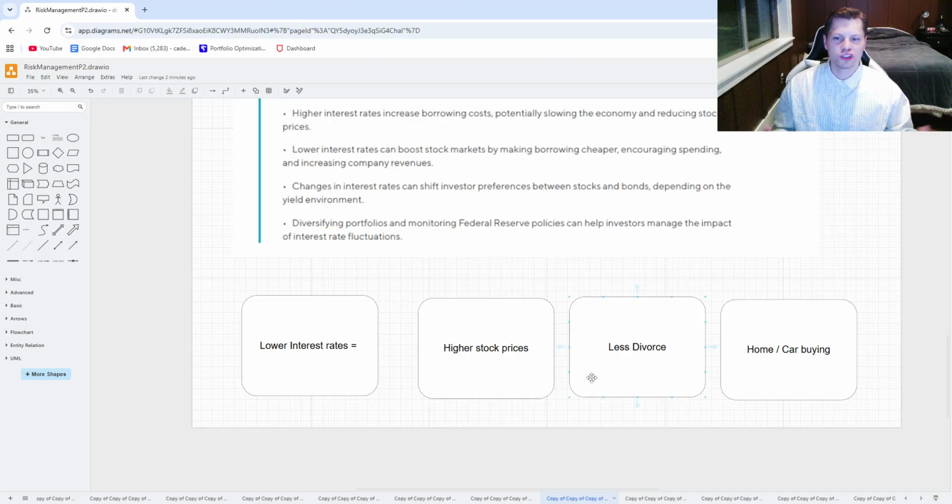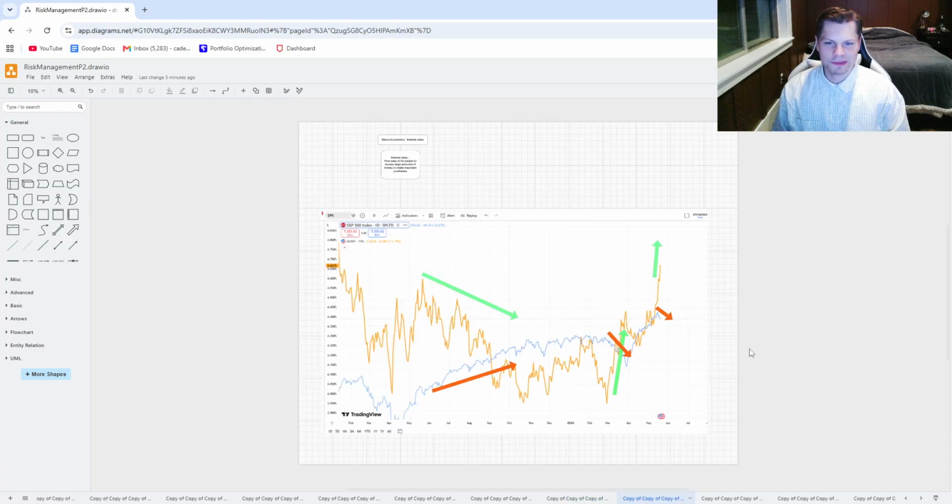And so a really important question you should be asking yourself is this. Well, interest rates are so important. Why don't we permanently keep interest rates at zero? Right? Why don't we just permanently make interest rates low, right? If raising interest rates is worse for stock prices, more divorce, you have less home buying and car buying, what's even the point of ever raising them? Why wouldn't you just keep them low forever? Which is a question you should be asking yourself.